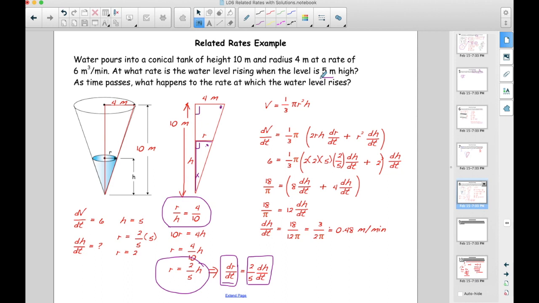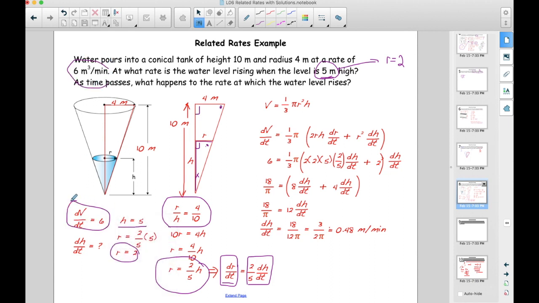They did tell me the point in time I was worried about was 5 meters. So at 5 meters, I'm going to need to know what the radius is. So when h is 5, the radius is going to be 2/5 of h. And 2/5 of 5 is 2. So when h is 5, that implies the radius is 2. And as we noted on the previous slide, this is dv/dt.